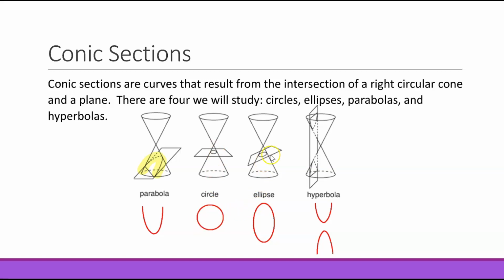If I tilt that sheet of paper a little bit, then I have an ellipse shape, which kind of looks like an oval. And if I take the sheet of paper and stand it straight up, then the intersection looks like these two U's, which is a hyperbola. So we're going to focus on the ellipse, the oval shape, and the hyperbola.